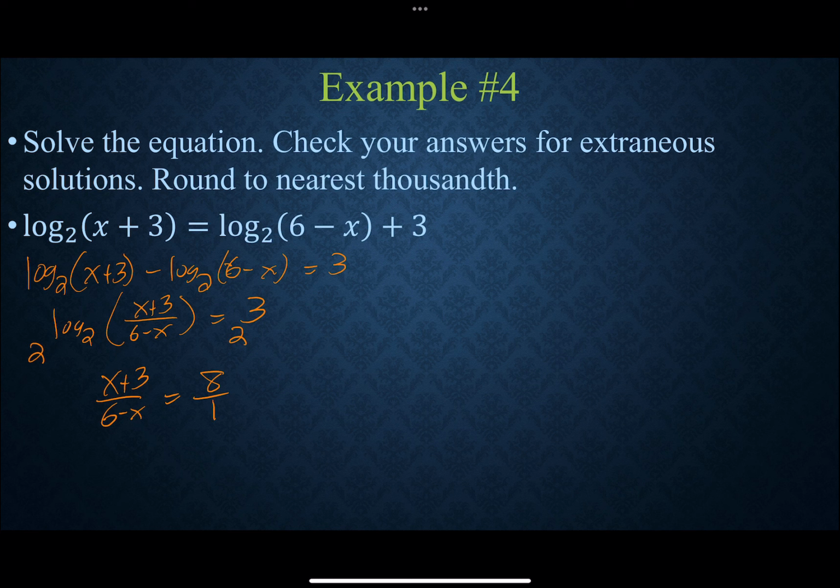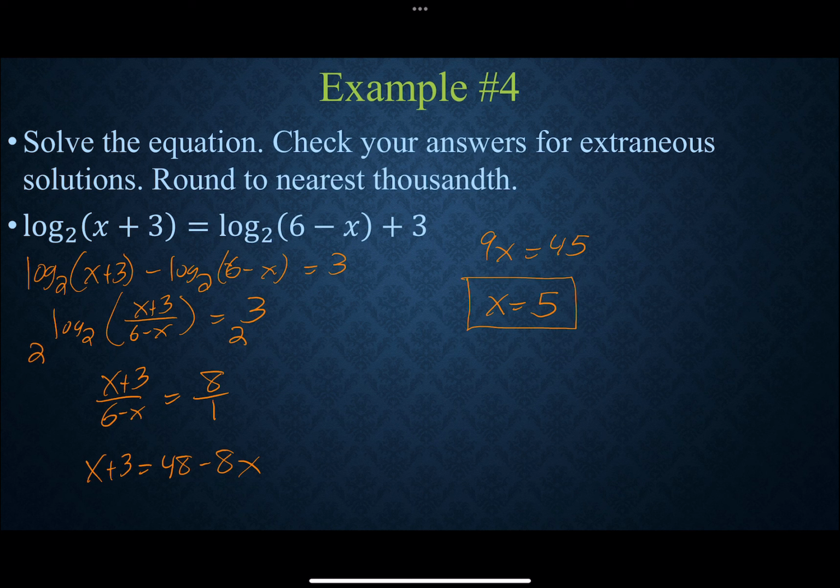That's really like an 8 over 1, so we can cross multiply, and we can solve out for x. You add the 8x over, getting 9x. Subtract 3, getting 45. x is equal to 5. And we check it. 5 plus 3 is 8. We're good to go. 6 minus 5 is 1. We're good to go. Therefore, that's a valid answer.